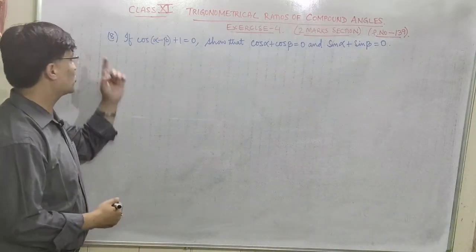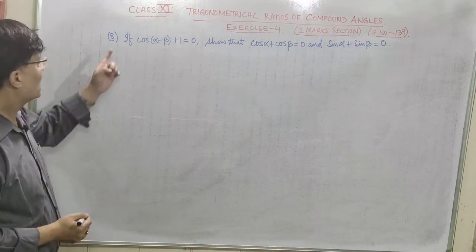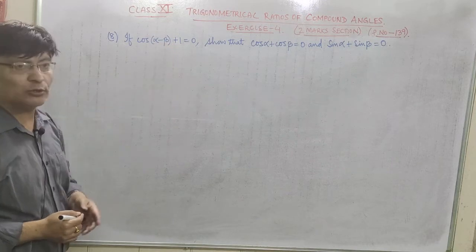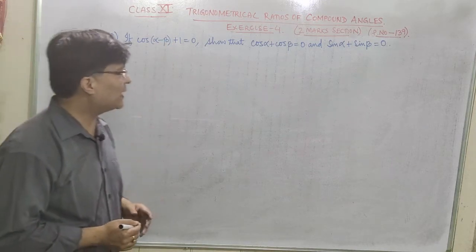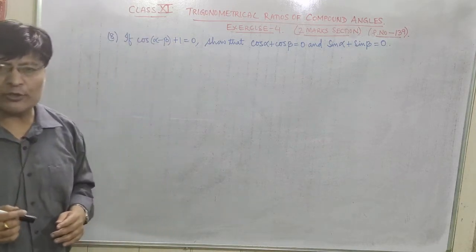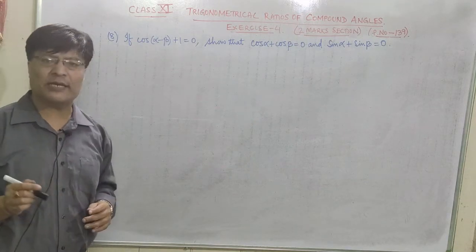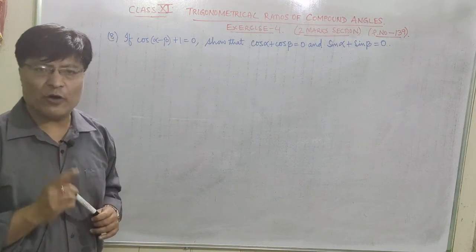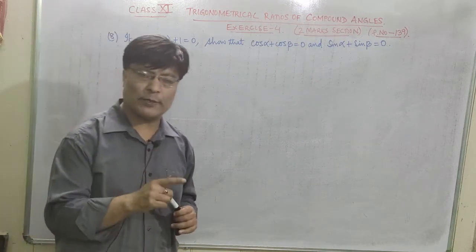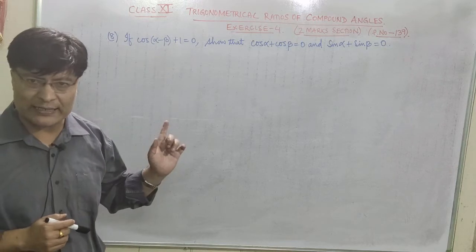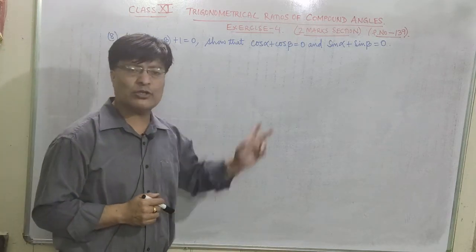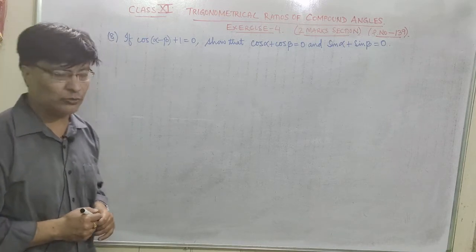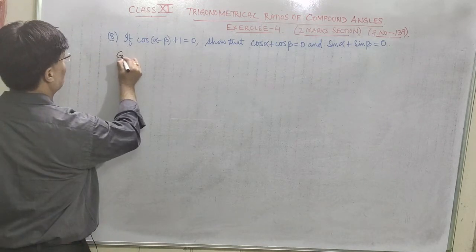So now we'll do the next question, that is question number 8. If cos of alpha minus beta, bracket close, plus 1 is equal to 0, then prove that cos alpha plus cos beta is equal to 0 and sin alpha plus sin beta is equal to 0. So what is given in the question? Cos of alpha minus beta, bracket close, plus 1 is equal to 0. You have to prove that cos alpha plus cos beta is equal to 0 and sin alpha plus sin beta is equal to 0.